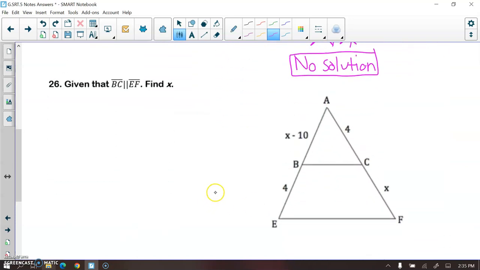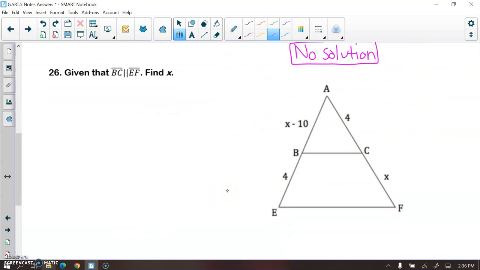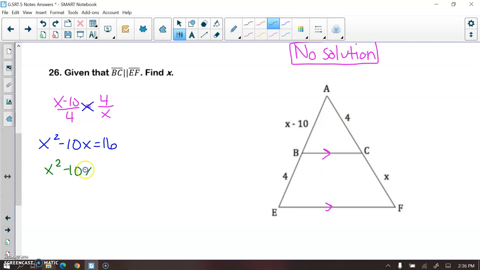All right, looking at number 26, I'm given that BC and EF are parallel. So I can use the side splitter theorem. So I have my x minus 10 over 4, and that would equal 4 over x. Cross multiplying here, I have an x squared minus a 10x is equal to a 16. This is a quadratic, so we need to set it equal to 0. So I'm going to subtract that 16 over.